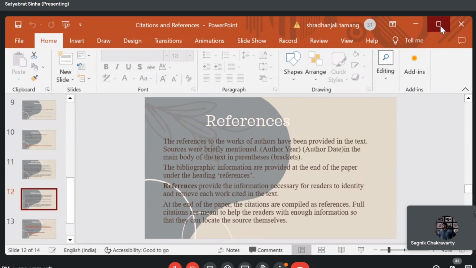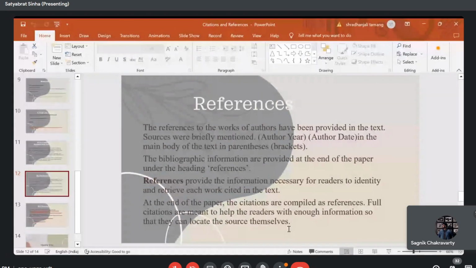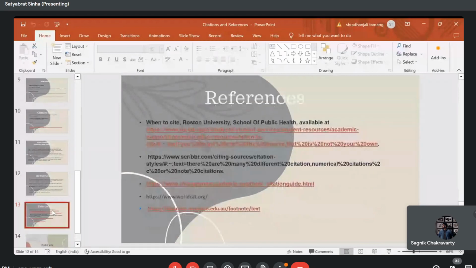I think I will end here. I've taken quite a lot of time. But I have a list of references I used. I did how to do citation, just a Google search. So, there's a text called When to Cite, Boston University School of Public Health. Scribbr threw me something. Chicago Manual of Style threw me something. WorldCat I've used. And you have Murdoch University.